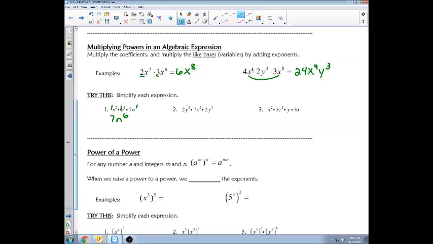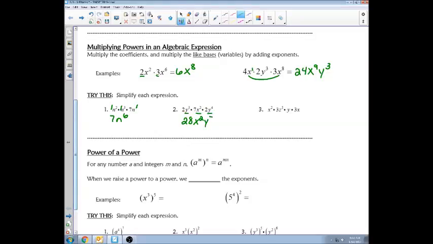Number 2, I have 2 times 7, which is 14, times 2, which is 28. I have y to the third and y to the fourth. Remember, when I have two variables, I want to write them alphabetically. So I'm going to use the x first. There's only one x in this situation, so it would be x squared. Now I'm going to look at the y's. I have y to the third and y to the fourth.